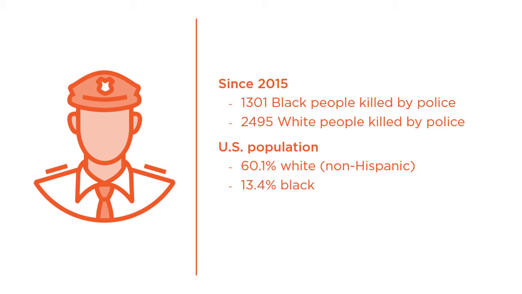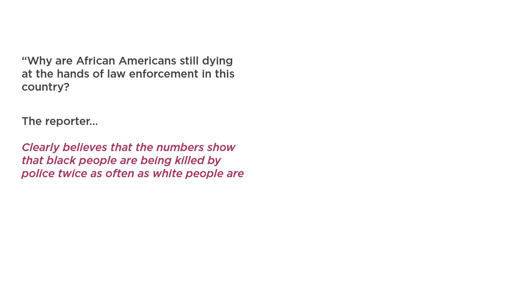However, the population of the US is 60.1% white and 13.4% Black, which means that a Black person is 2.34 times more likely to be killed by the police than a white person. This number is also accurate. When the reporter asked the question, they were looking at that 2.34 number and telling the story that police kill Black people more frequently than white people in proportion to their population.